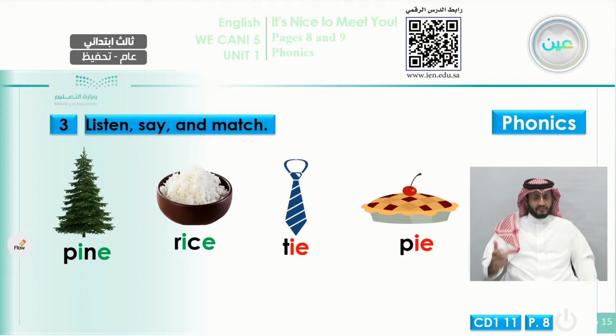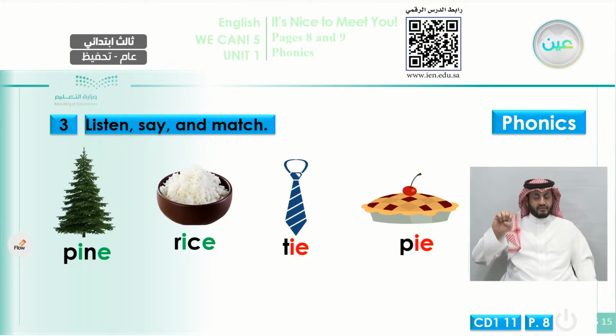Exercise 3. Listen, say, and match. Listen to words with I and clever E, and words with IE. They make the same sound, I. Let's practice. Number 1. Rice, rice. Number 2. Pine, pine. Number 3. Pie, pie. Number 4. Tie, tie.